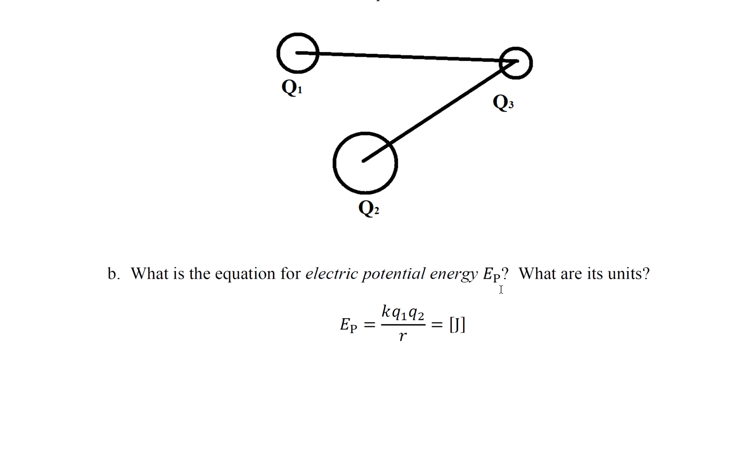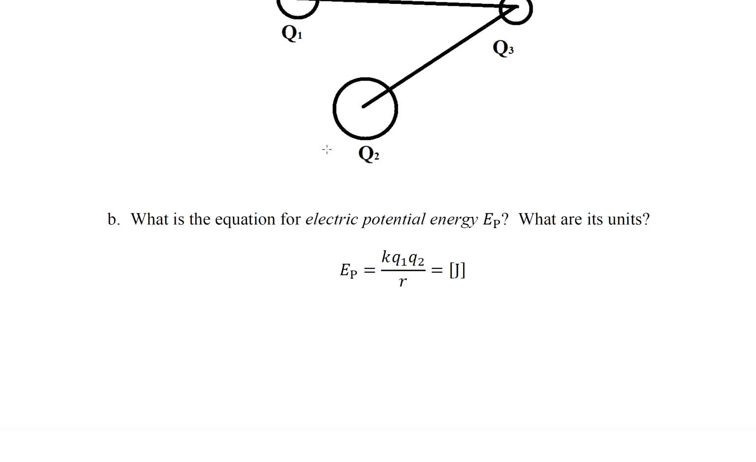So, part B, what is the equation for electric potential energy E sub p? What are its units? Here is the equation. Electric potential energy is kQq over R.